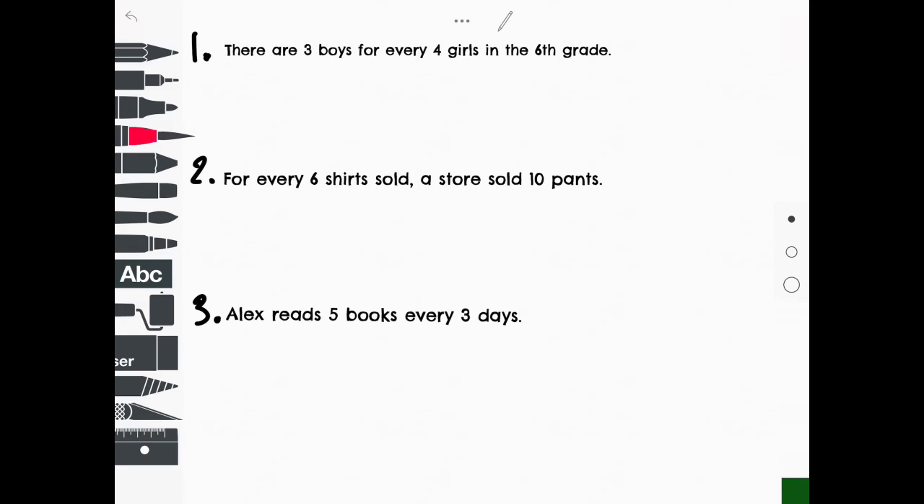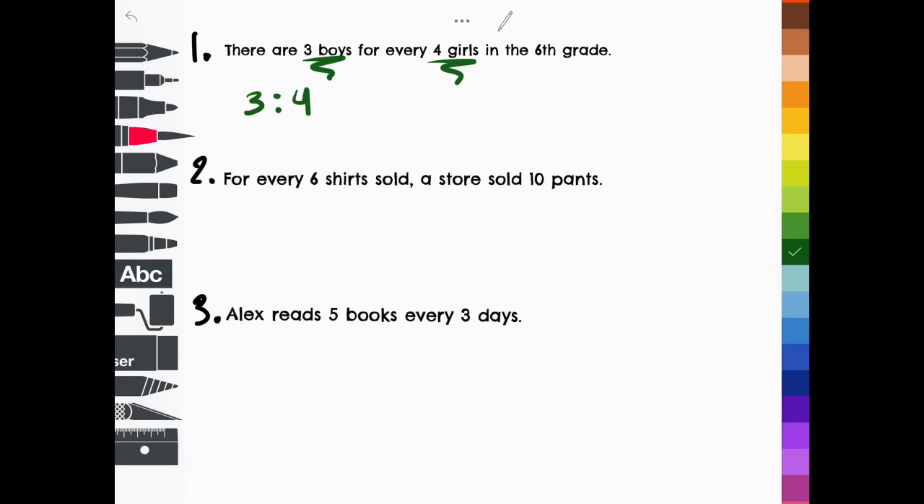So this first question says there are 3 boys for every 4 girls in the 6th grade. You can start by writing that as a ratio, 3 to 4. And then now here's your choice. Do you want to double each number? Do you want to triple each number? How are you going to keep it equivalent?